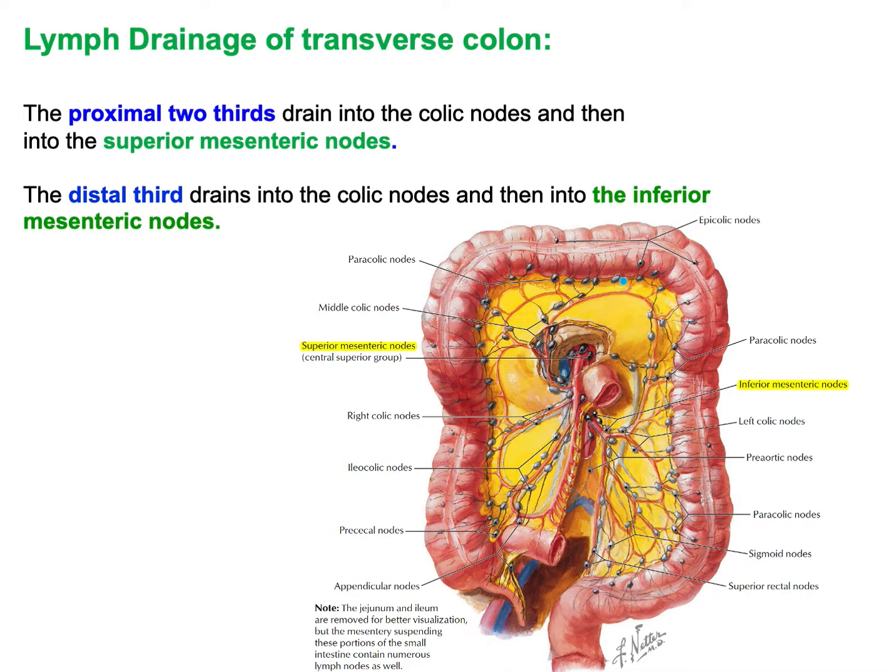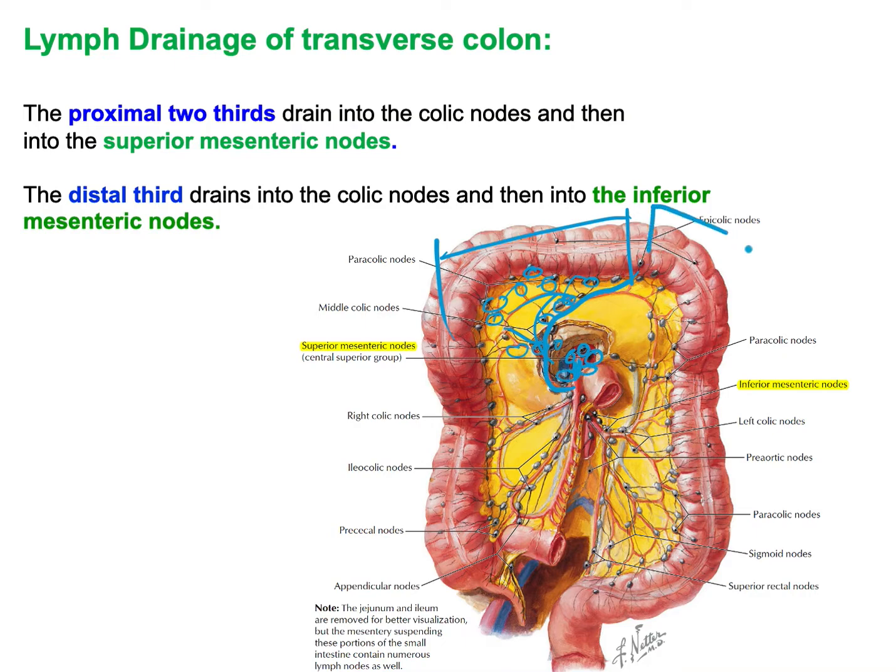And also, as I say again and again, the lymphatic drainage follows the arteries. That means the proximal two-thirds of the transverse colon will drain into these lymph nodes that follow the branch of the superior mesenteric, which is here. In this case, this is the middle colic artery, right? These lymph nodes we call middle colic lymph nodes, and they drain into the nodes around the superior mesenteric artery, which we call superior mesenteric nodes.